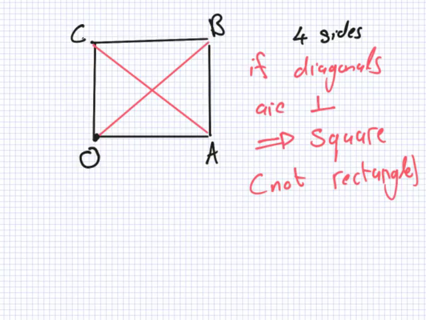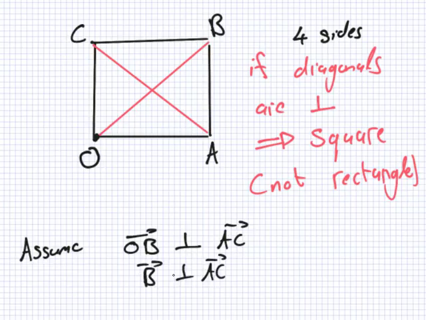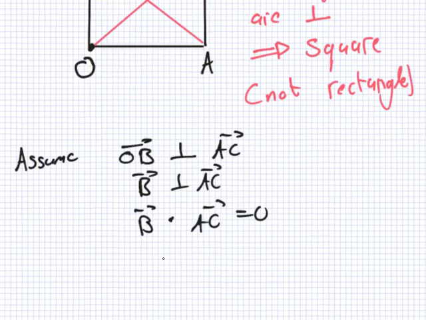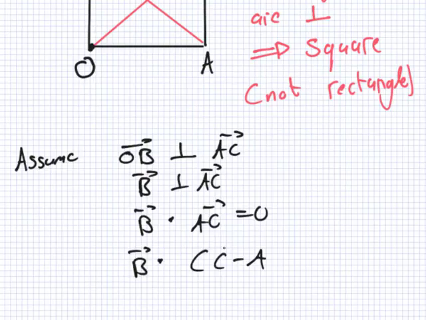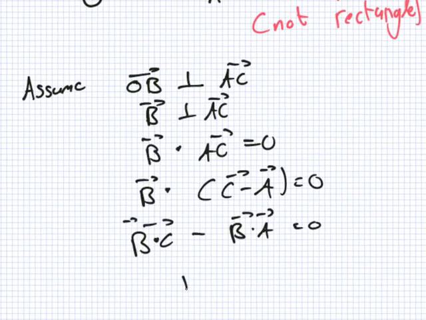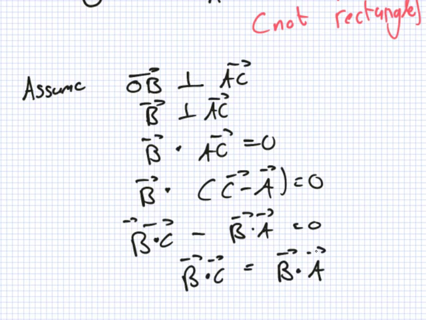Yeah, let's do it. Firstly, the diagonals are perpendicular. So we can start off by just assuming, taking as a fact, that OB is perpendicular to AC. In other words, B dot AC is zero. Or B dot (C minus A) equals zero. So B dot C minus B dot A equals zero. So that's B dot C equals B dot A.